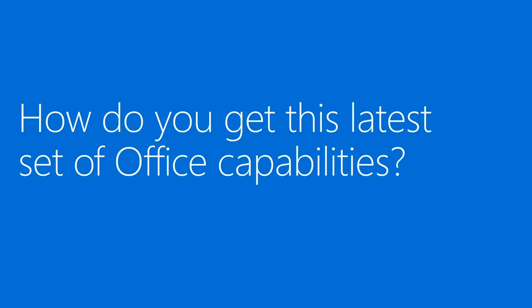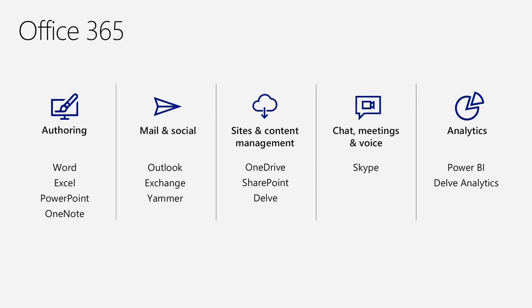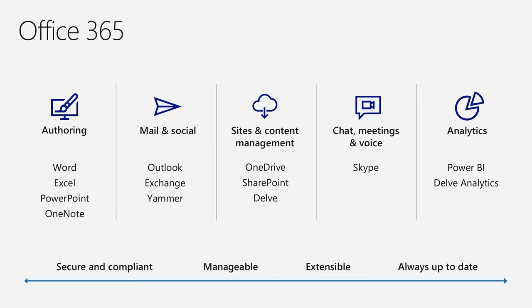So how do you get these latest set of Office capabilities? We talked a little bit about having Office 365 and Office 365 Pro Plus, and that's where it starts. So we talked about authoring. You see that in Word, Excel, PowerPoint, and OneNote. Your mail and social is traditional. You have Outlook, Exchange, and everyone's favorite client, Yammer. We also have sites and content management, so you have your OneDrive, your SharePoint, and your Delve, a way to be collaborative, a way to share things out.